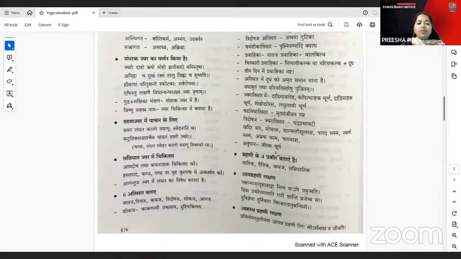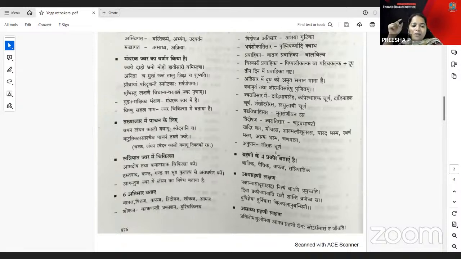And in the cases of Taruna Jwara, you have the Pachana. Vamanam, Langhanam, Kala, Yavagu, Swedana, like that, Charaka. Then in Sannipata Jwara Chikitsa, you have the Amadosha and Kaphanashaka Chikitsa, which is mentioned there. And in Agantuja Jwara, Langhana is used there.